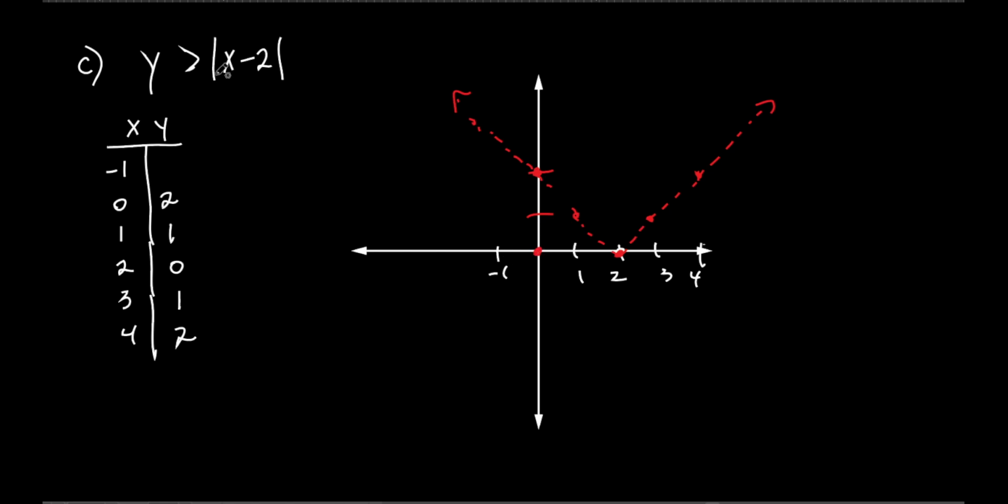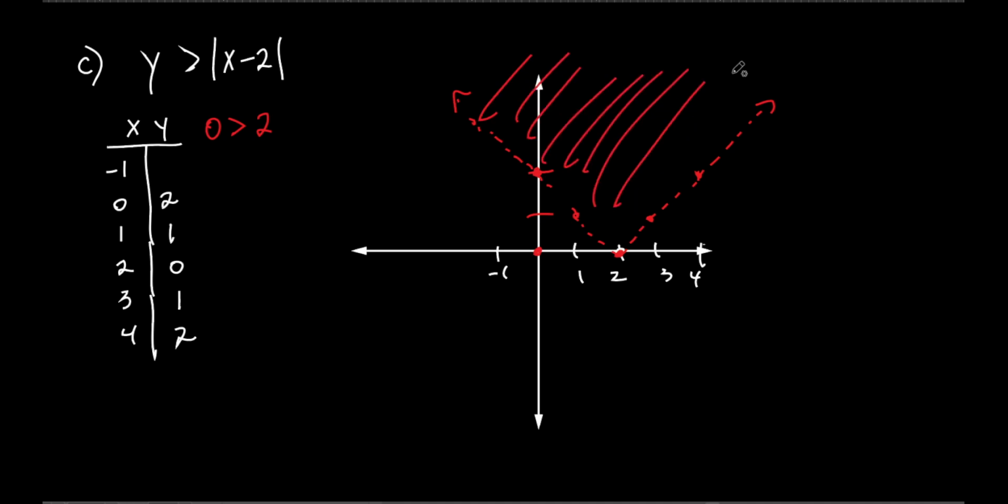So let's do it. Put 0, 0. So what's that? 0 greater than. Put a 0 in for this. 0 minus 2 is -2, but the absolute value of -2 is 2. Is 0 greater than 2? No, it's not. 0 is not bigger than 2. So do we shade where the 0, 0 is? So where do we shade? Inside the V. All right?